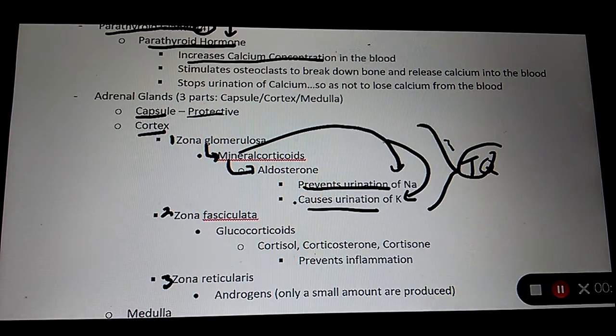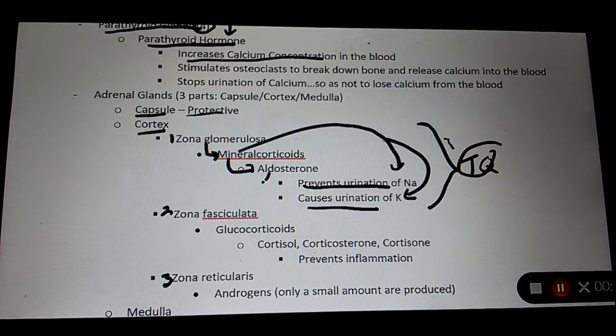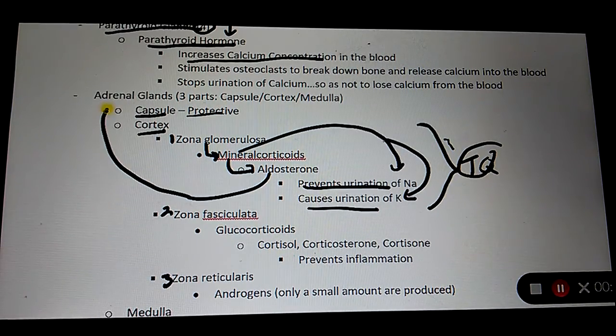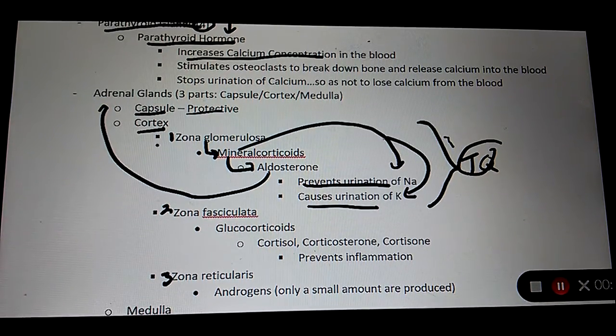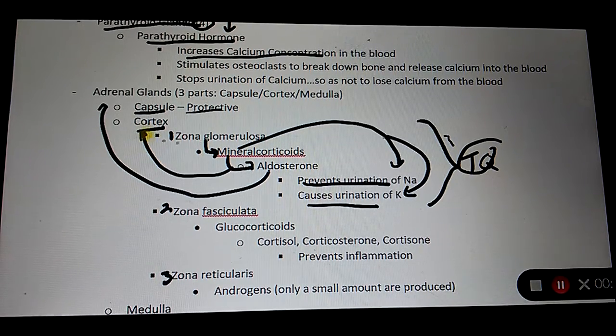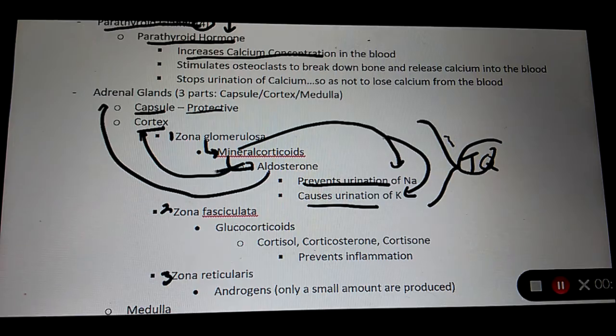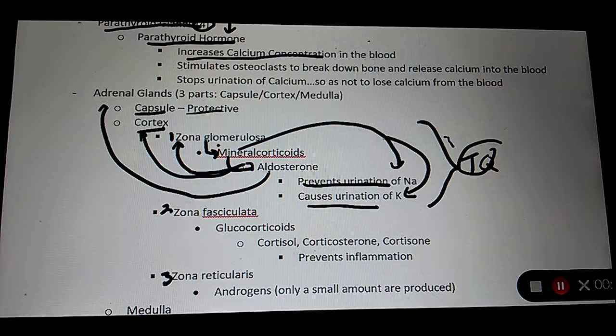What gland is responsible for the production of aldosterone? Adrenal gland. What layer of the adrenal gland is responsible for producing aldosterone? Cortex. What layer of the cortex is responsible for producing aldosterone? Zona glomerulosa. And guys, listen to this over and over. It's a good way to practice.